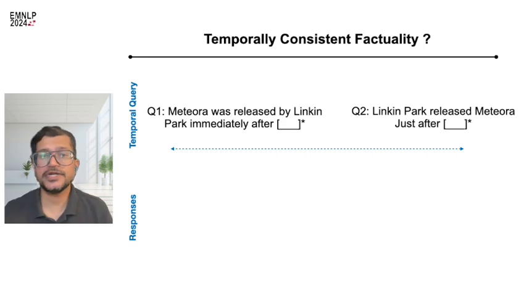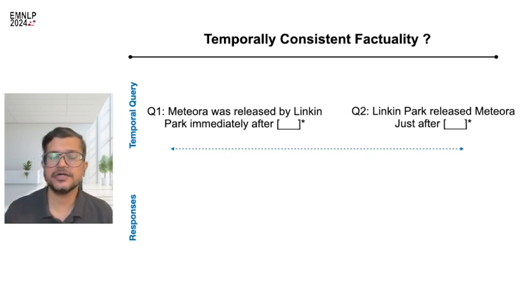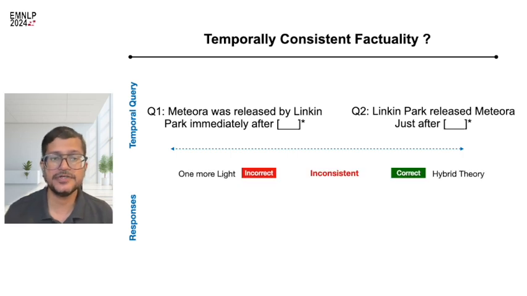Now let's look at an example where we have two queries Q1 and Q2, which are paraphrases of each other, which means they carry similar intent but differ in their surface form. Now let's look at the possibilities of model responses. The first possibility is where the model responds incorrectly for the first query, Q1, but correctly for the second query, Q2. In this case, model behavior is quite inconsistent.